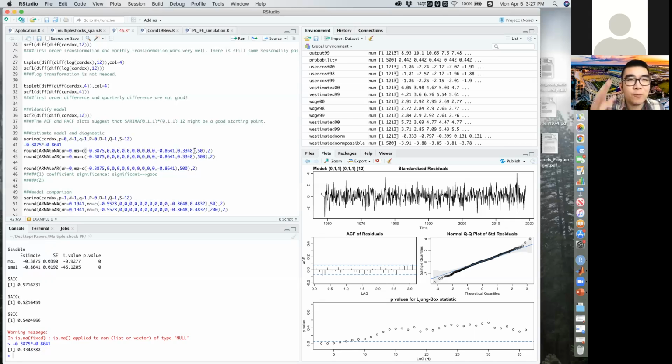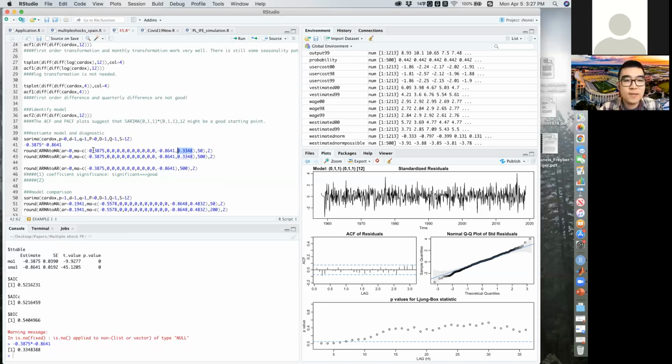Once you have an ARIMA part and an S-ARIMA part, then the coefficients of the MA or the AR are a little bit tricky. You need to not only take care of the regular MA and the seasonal MA, you also need to take care of the product of the regular MA and the seasonal MA.